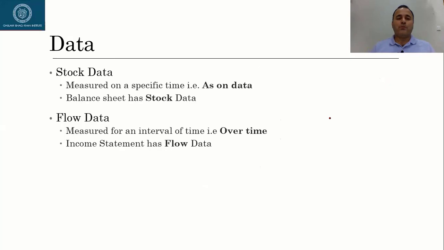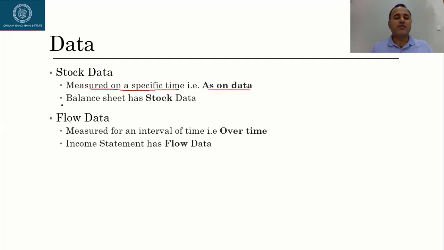So there are two different types of data, and I'm not talking about the types of data in the econometric sense. I'm talking about data in the accounting sense. So stock data is measured at a specific time, as on a date. By this definition, balance sheet data is stock data.